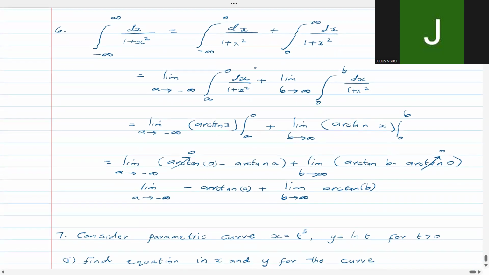And as A approaches minus infinity, you find that arctan will become minus pi over 2. And also as B approaches infinity, arctan B will become pi over 2. And this will become pi.